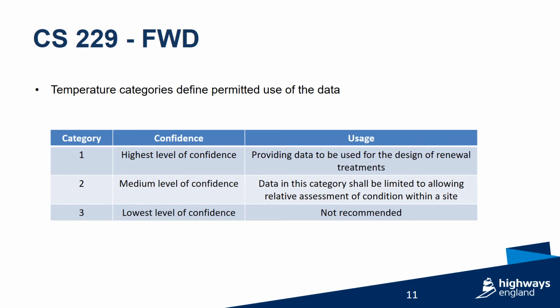Data in Category 1 provides the highest level of confidence and can be used in the design of renewal treatments. In Level 2, the data can be used to give a relative assessment of condition within a site. The use of data in Level 3 is not recommended. Further information on FWD is contained within the standard in Appendix B.